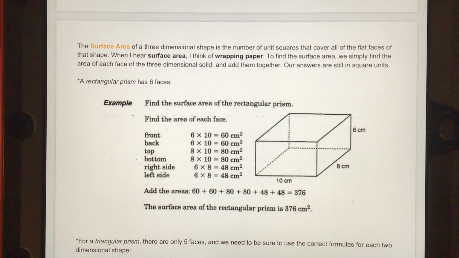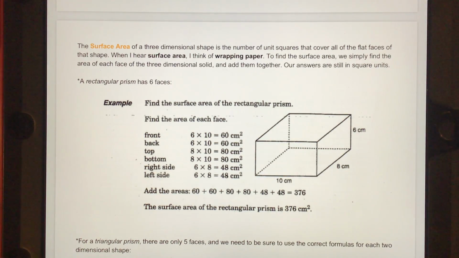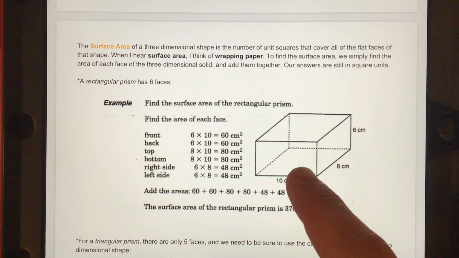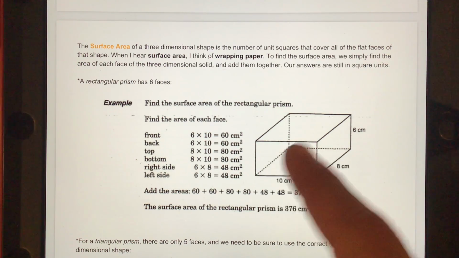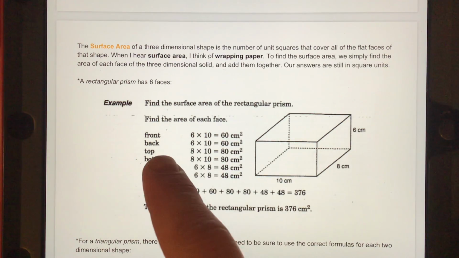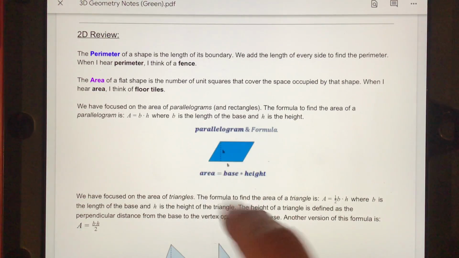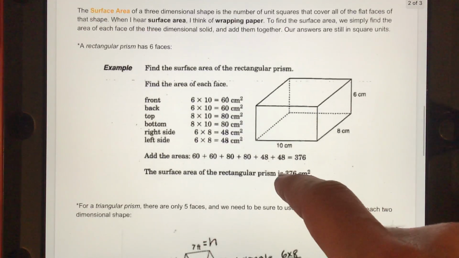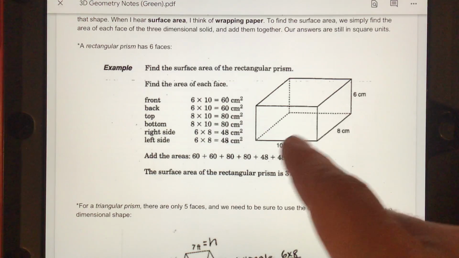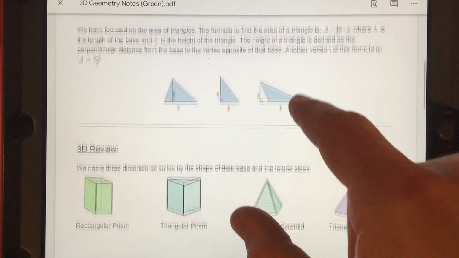And so to find that, again, we just are going to find the area of each one of those faces that make up the three-dimensional shape. In this case, it's a rectangular prism, so there are 6 sides. You have the top and bottom, the front and back, and the left and right. And all 6 of those sides are rectangles, so we can just find the area of each one of those by using our formula for the area of a parallelogram. Rectangles are parallelograms, right? And then we add them all together. And then we have the total surface area, or the total area of all 6 faces of this rectangular prism.